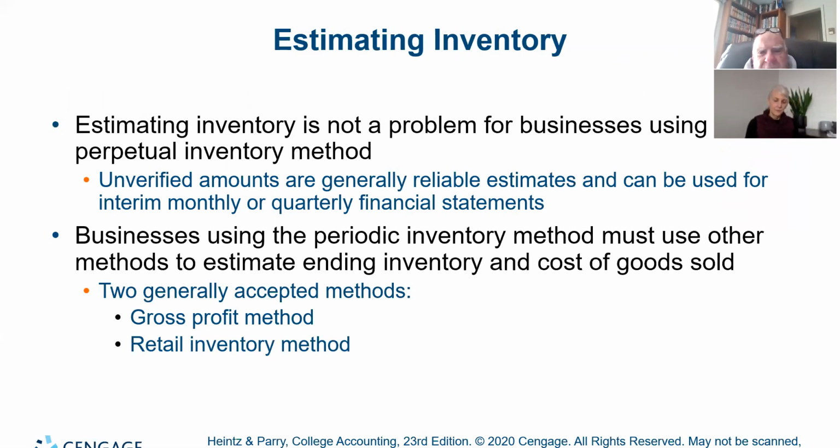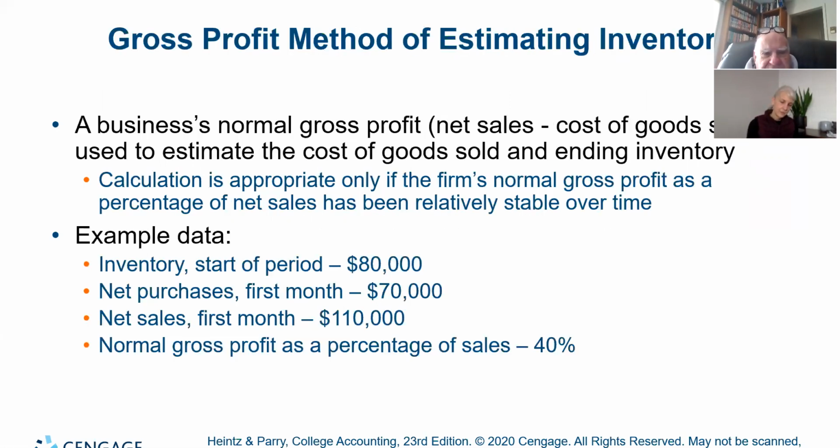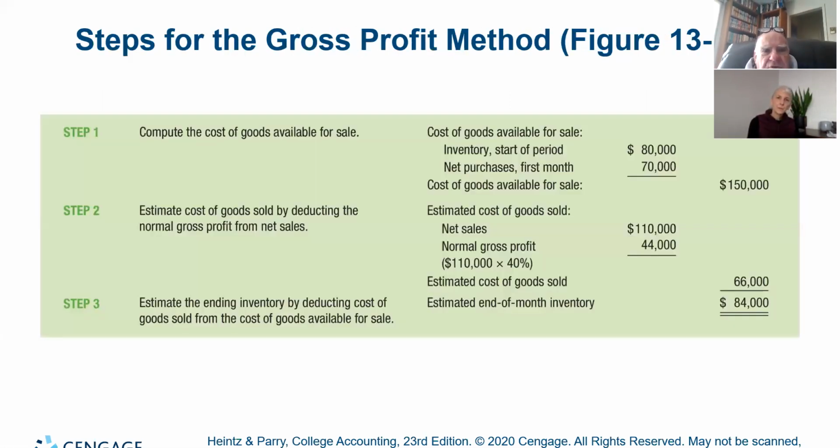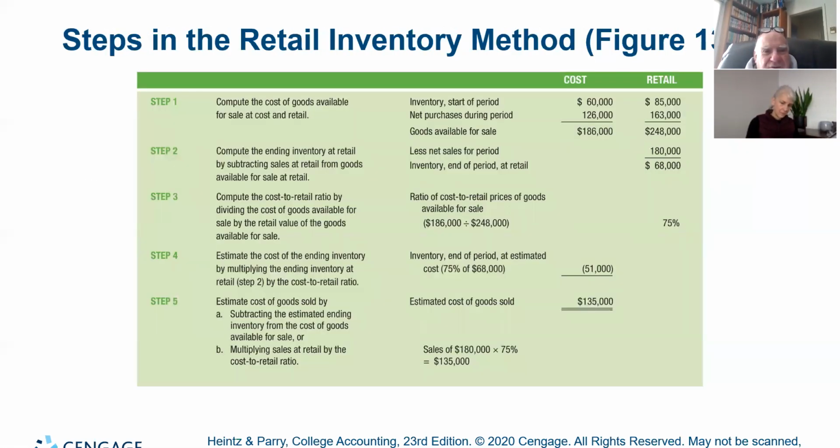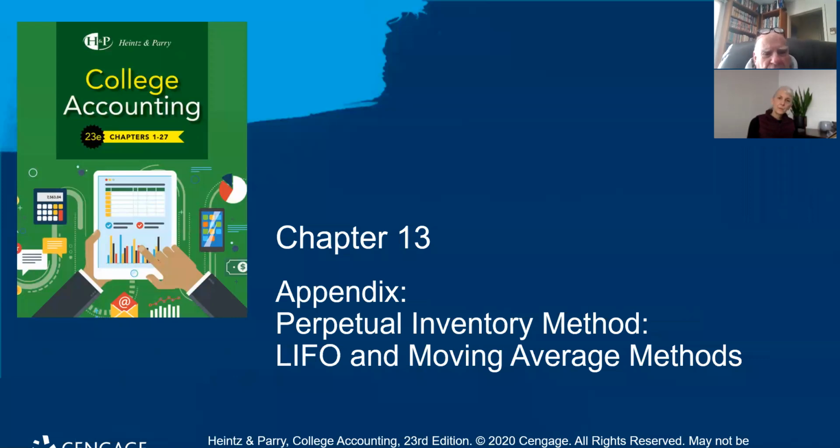Estimating inventory is not a problem for businesses using the perpetual method. Unverified amounts are generally reliable. I'm deliberately going to go past this, the gross profit method. And then we have the retail method, which I'm not going to look at. And Lori, oh, that's it, we're pretty much done, huh? Okay. We're pretty much done.